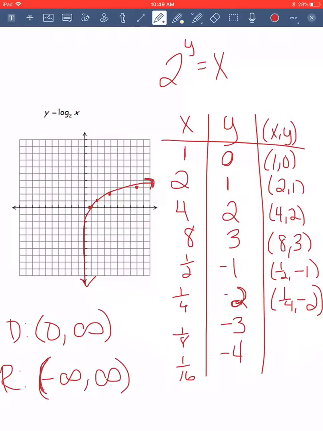So very backwards compared to how we normally graph. We're going to plug in y values to get our x values, and then we'll still look at our domain and range the same.